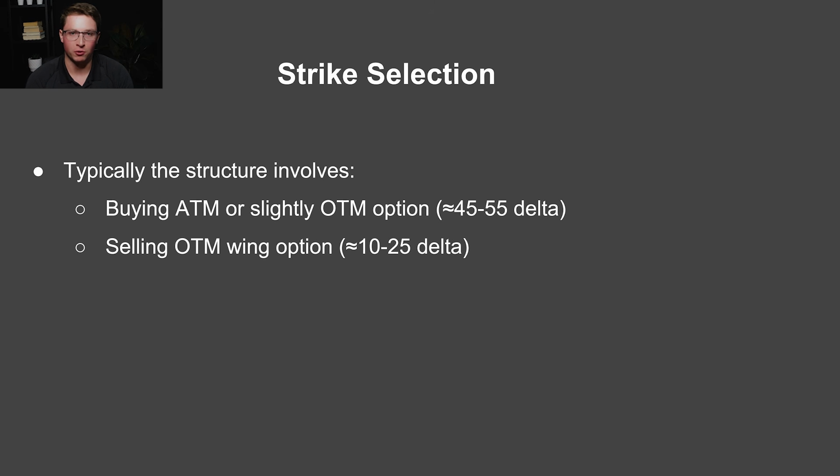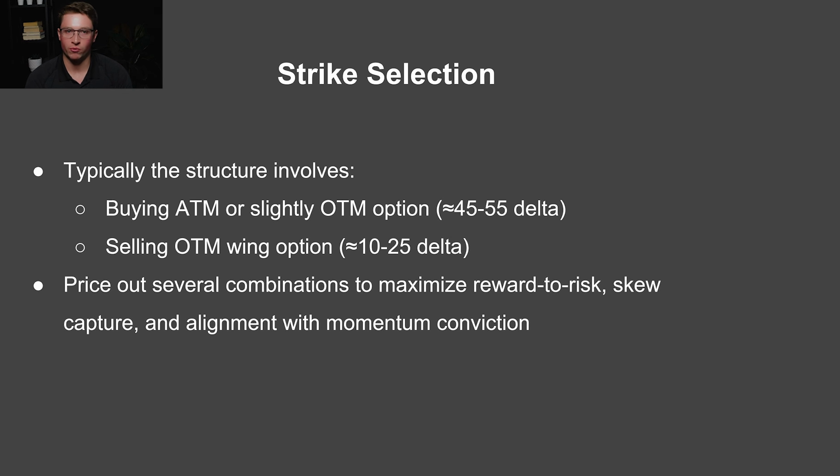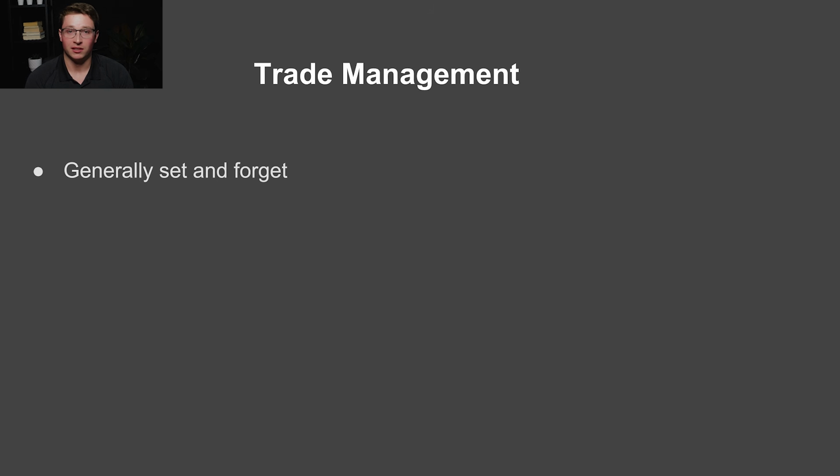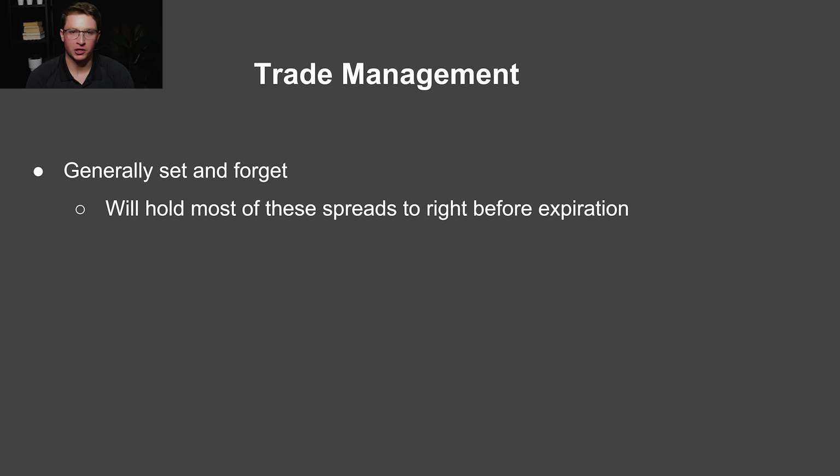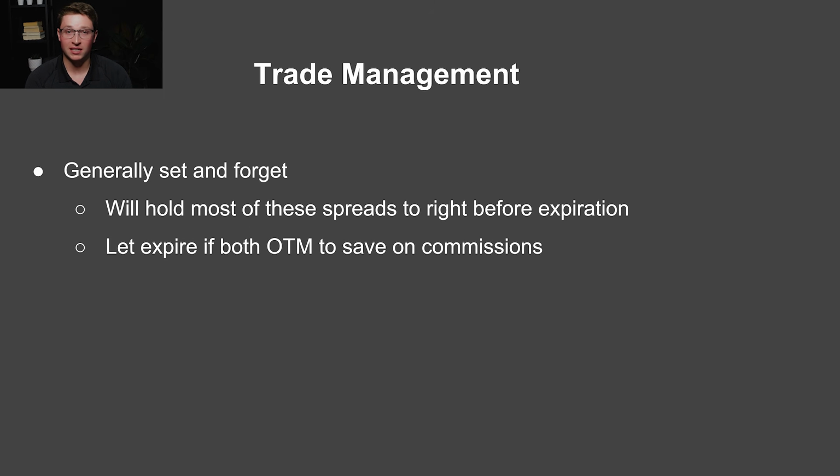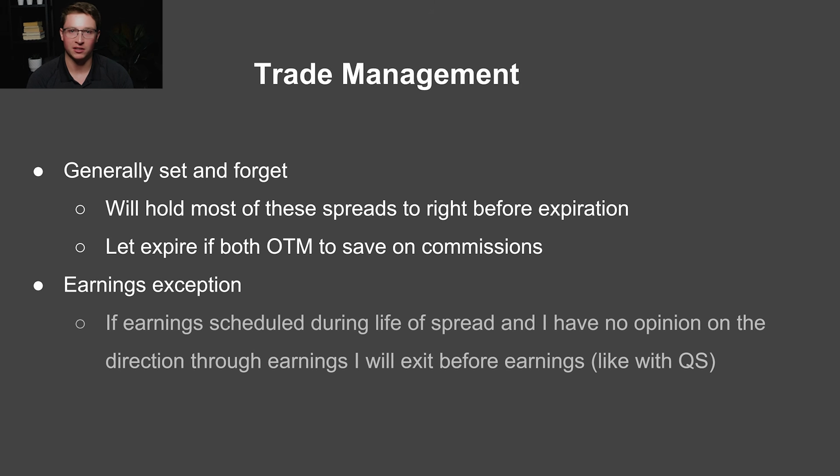I always price out a few combinations before selecting the final trade. The goal is to maximize reward to risk, skew capture, and alignment with momentum. Most trades are held until just before expiration to allow time for the underlying to move and the short leg to decay. If both options are out of the money near expiration, I'll usually allow them to expire worthless to save on commissions. If an earnings event is scheduled during the life of the spread, and I have no directional edge or opinion with regards to earnings, I will exit the trade before earnings to avoid that outcome, as seen in the QS example.